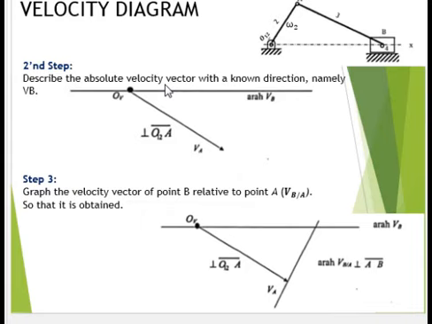After that, in step 3, we draw the velocity vector of point B relative to A, VBA. VBA has a direction perpendicular to link AB, like this. This is VBA, perpendicular to link AB, or link 3.